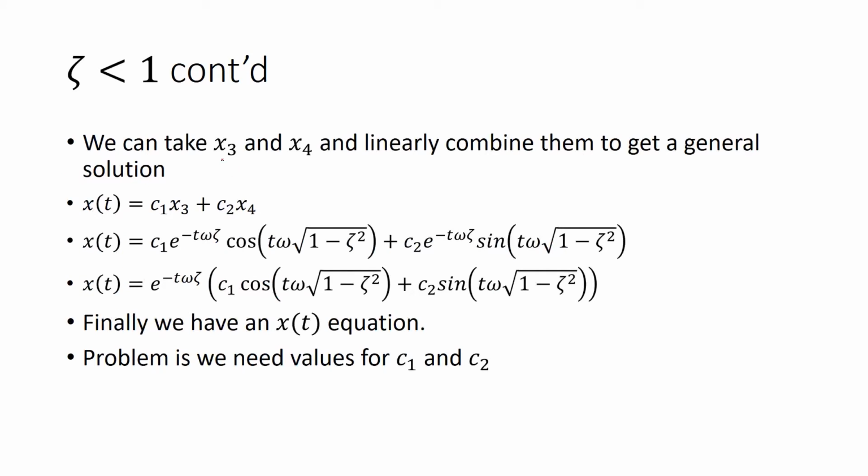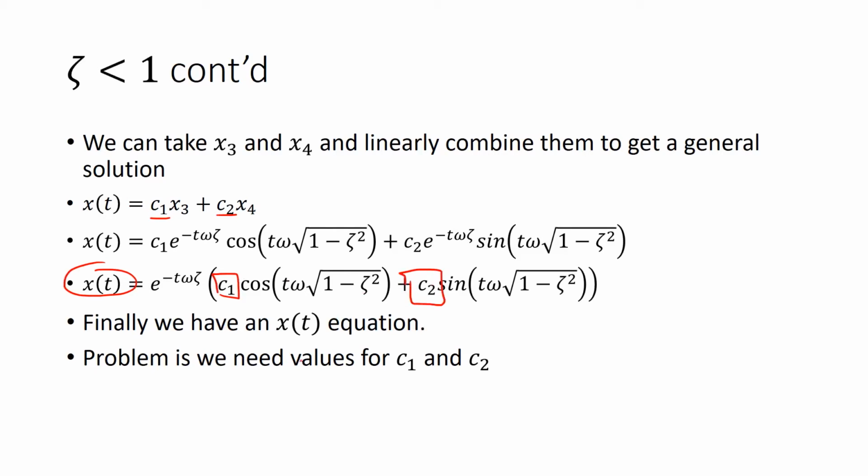So we can now take x3 and x4 and linearly combine them generally, as I said. So we're going to plug in the general c1 and c2. We plug those in, we do some simplifying, and we get this. So this is our x of t equation. The only things we don't know in it are c1 and c2. So we'll talk about that in a second.